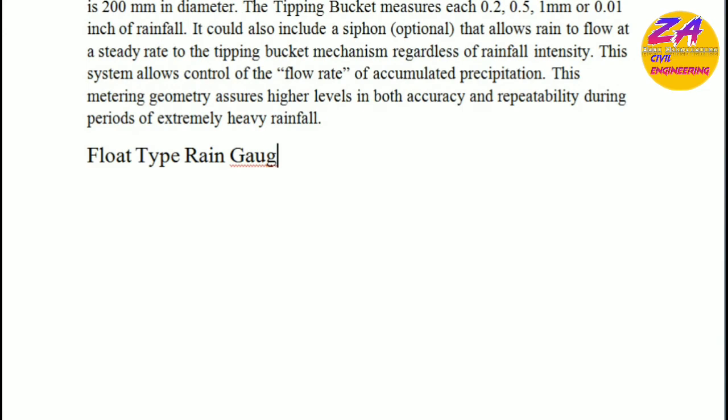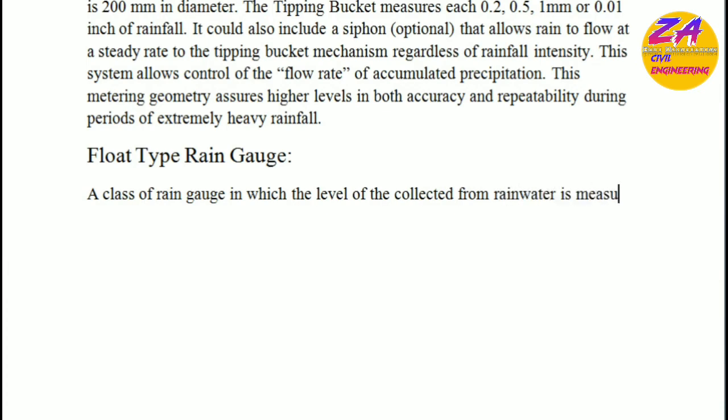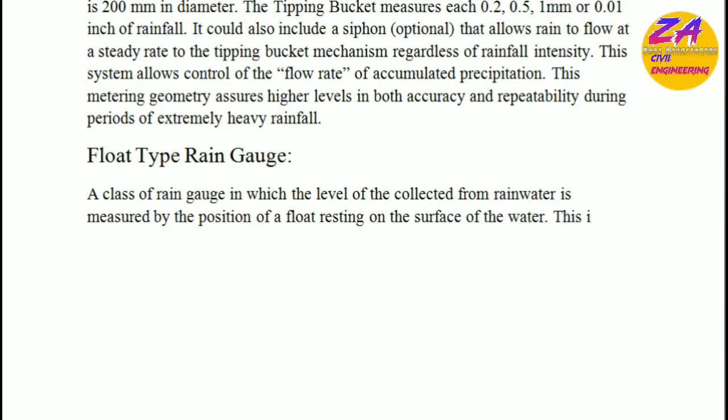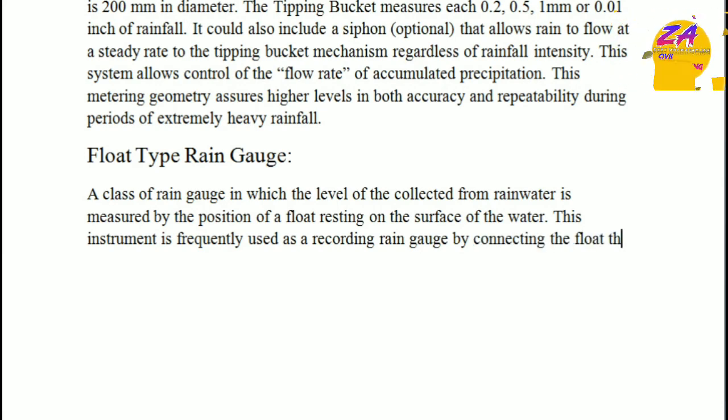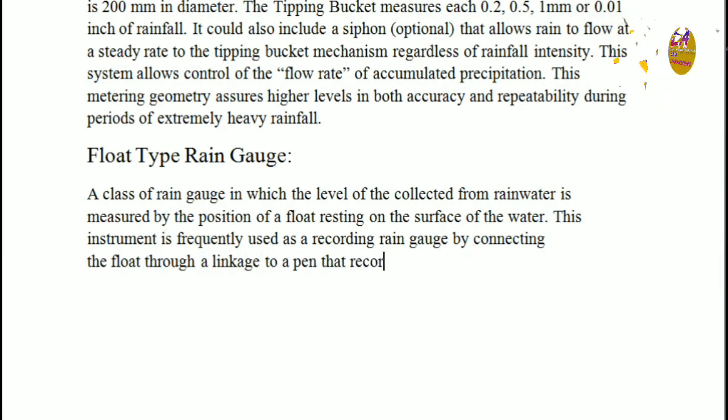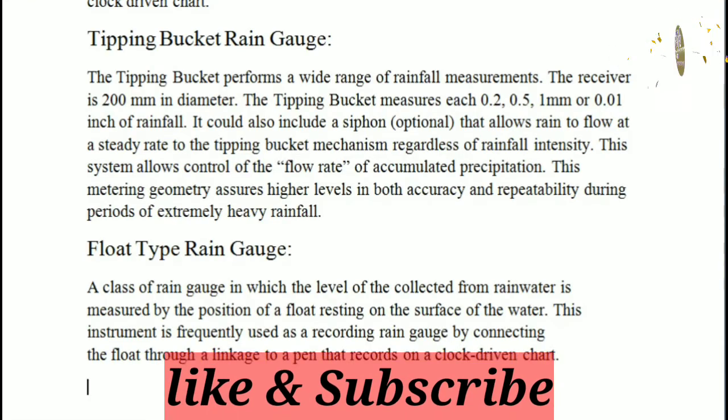And the last type of rain gauge is the float type rain gauge, a class of rain gauge in which the level of the collected rainwater is measured by the position of a float resting on the surface of the water. This instrument is frequently used as a recording rain gauge by connecting the float through a linkage to a pen that records on a clock-driven chart.